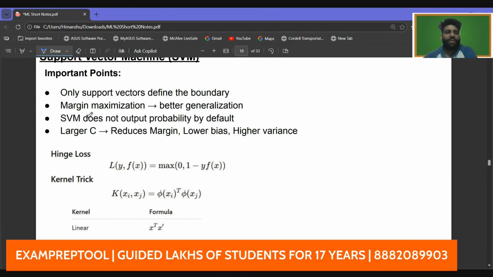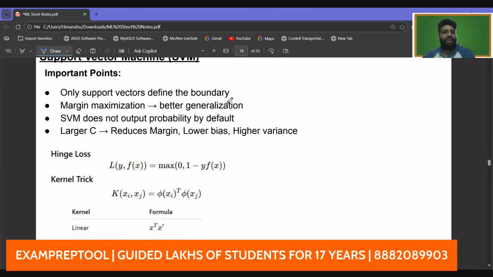Important points: only support vectors define the boundary, especially for the hard margin. But when it's soft SVM, in that case, support vectors are also the ones which actually cross the boundaries. Okay, margin maximization is the problem. By doing so, we are giving better generalization. SVM does not output probability. Larger C reduces the margin. So if I'm increasing the C, that means I'm allowing for lesser misclassification. While doing so, I might decrease my margin.